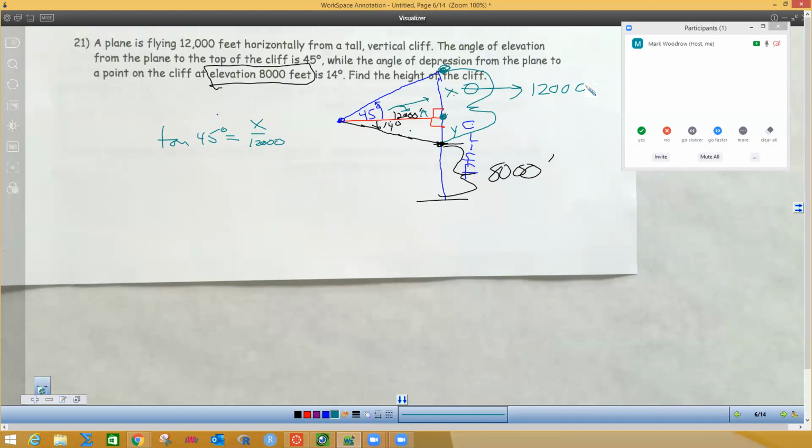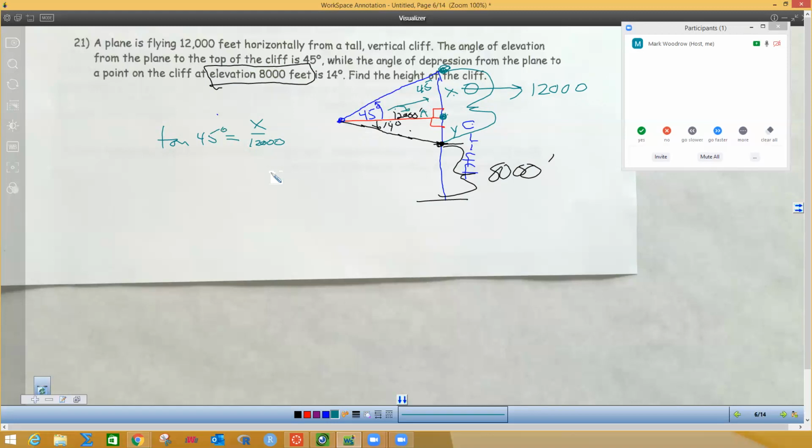I'm not even close. So can anybody tell me how am I so good that I can get 12,000 feet without doing any work? Yeah, if this is 45 and this is 45, so it's a 45, 45, 90, so aren't my legs equal? That's not genius. That's using what I know to make it not as hard a problem.